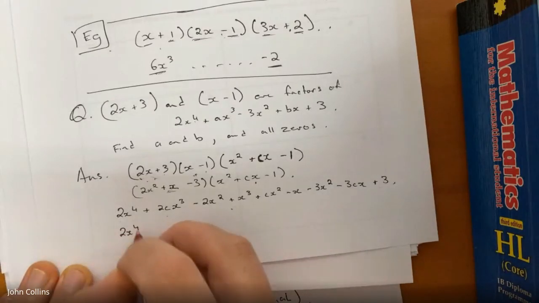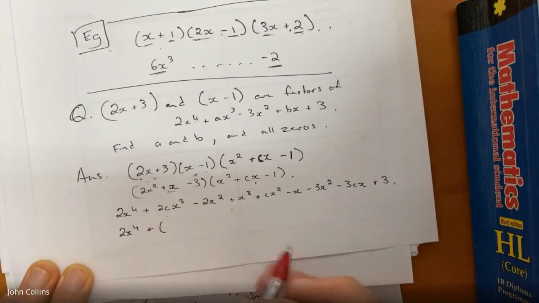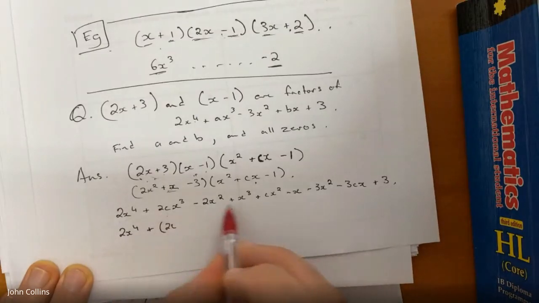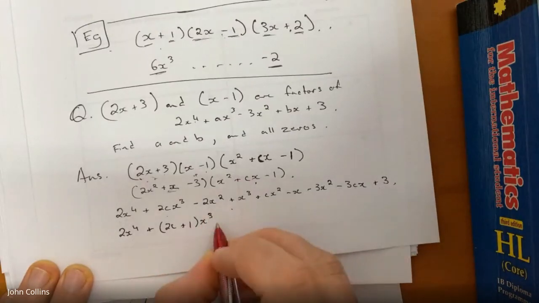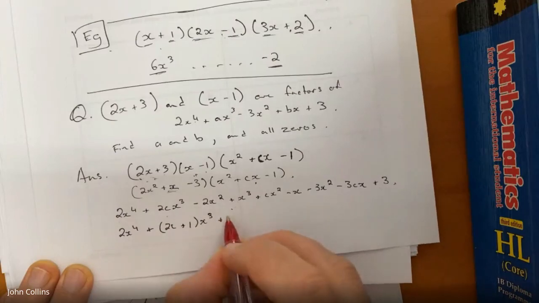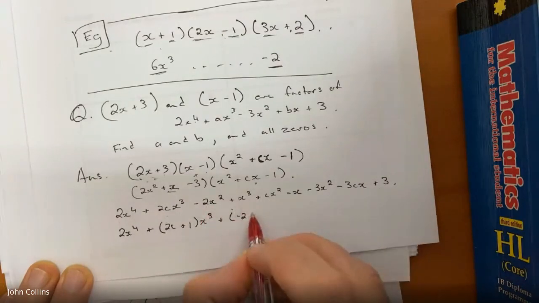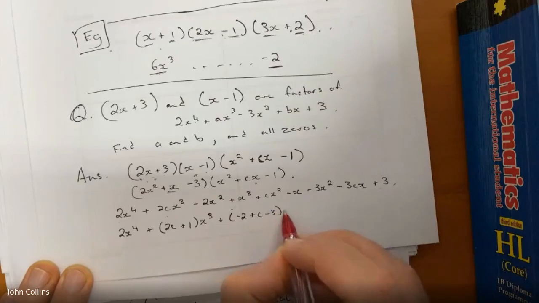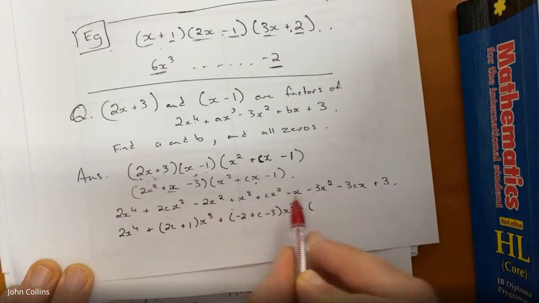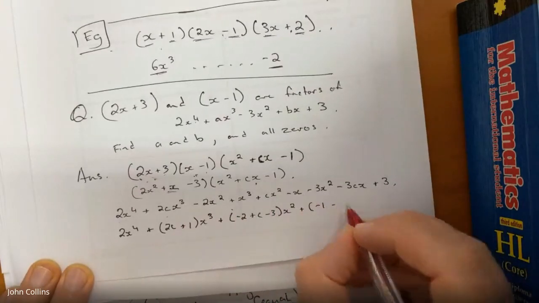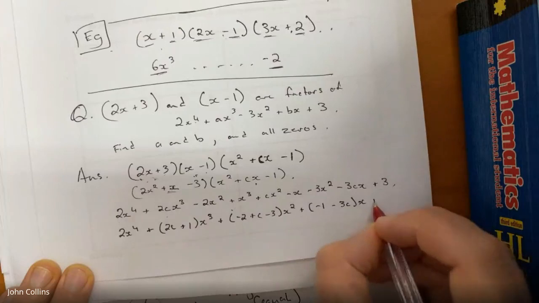So 2x to the 4. Let's look at what is going to be with the x cubed. I'm just going to put them all in brackets and x cubed outside. 2c plus 1. That's it, it's x cubed. All right, and now I'm going to look at the x squared terms. Minus 2 here, plus c, minus 3. And then I'm just going to look at the x terms. Minus 1, minus 3c. Plus 3 at the end. Okay.